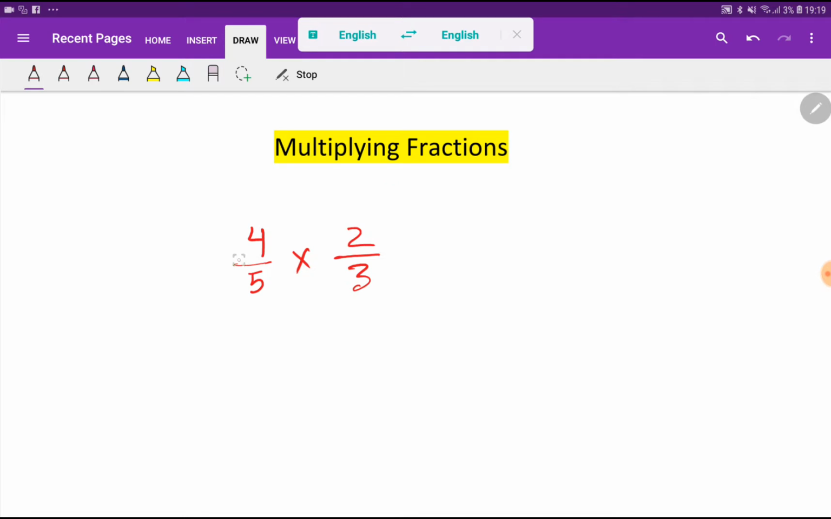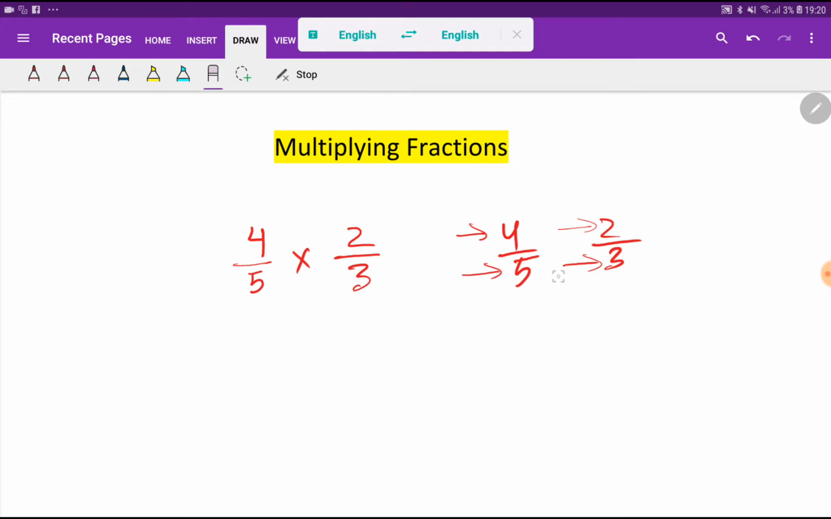Look at here. Here 4 by 5 is a fraction and here we have another fraction 2 by 3. So how can you multiply these two fractions? Okay. Look at here. For 4 by 5, the numerator is 4 and the denominator is 5. And for 2 by 3, we have numerator 2 and denominator 3.